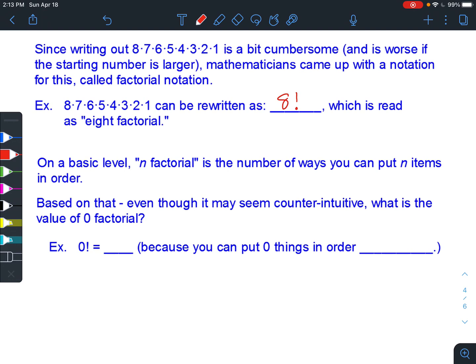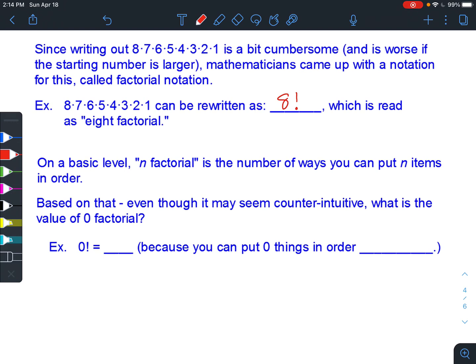So we are adopting an exclamation point to do a mathematical thing. All right, so on a basic level, n factorial, or some number factorial, is the number of ways you can put n items in order, like racers in the example problem I did earlier. Okay, now based on that, even though it may seem counterintuitive, what is the value of 0 factorial?